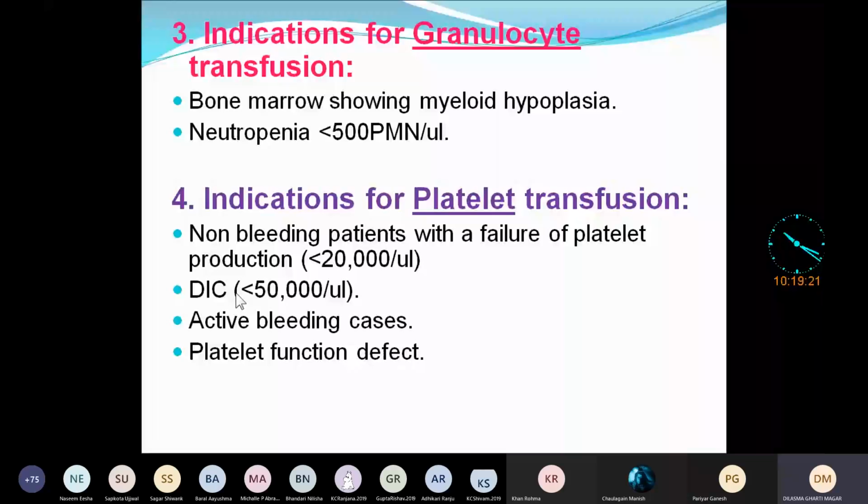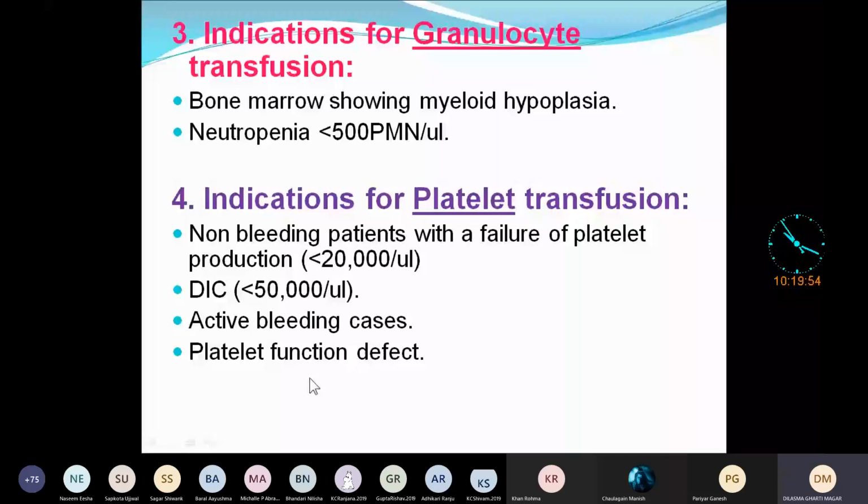So in case of DIC, we can give the platelet transfusion in those patients if the platelet count is less than 50,000. Understood here? So we can give in case of active bleeding also, and whenever there is platelet function defect. Platelet function defect means platelets are there in those persons, but the platelets are not working their function. Understood here? So it is not doing its function. That's why whenever there is a platelet function defect, that time also we can give the platelets.